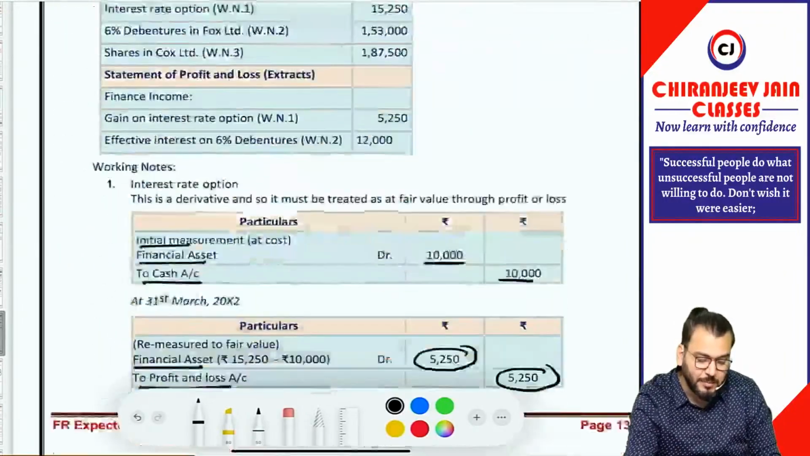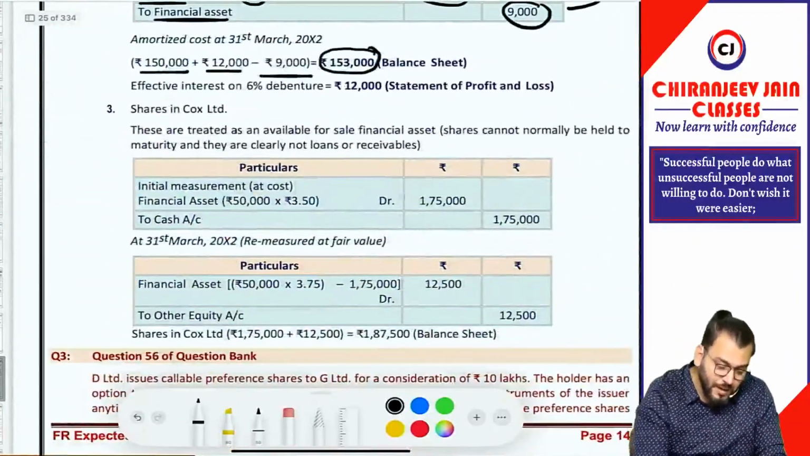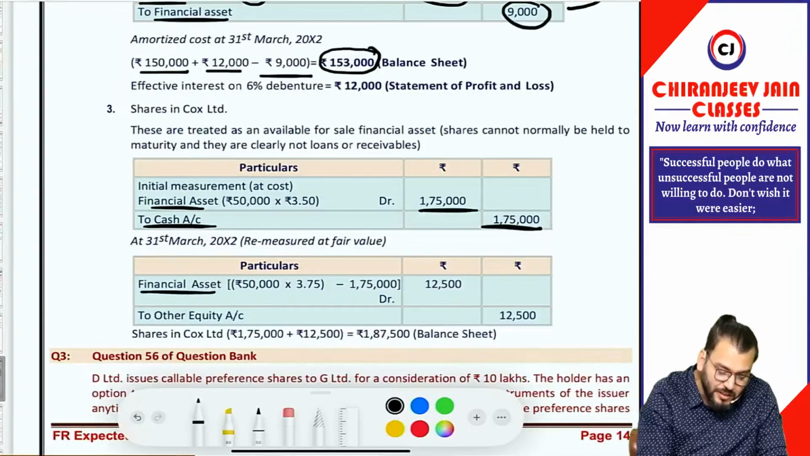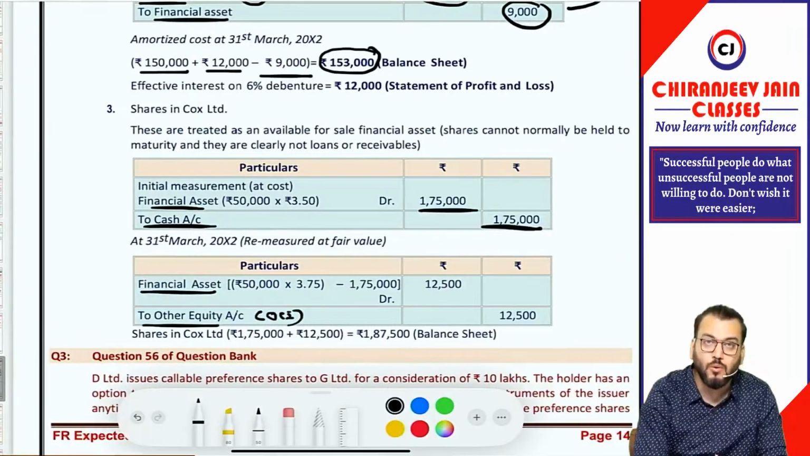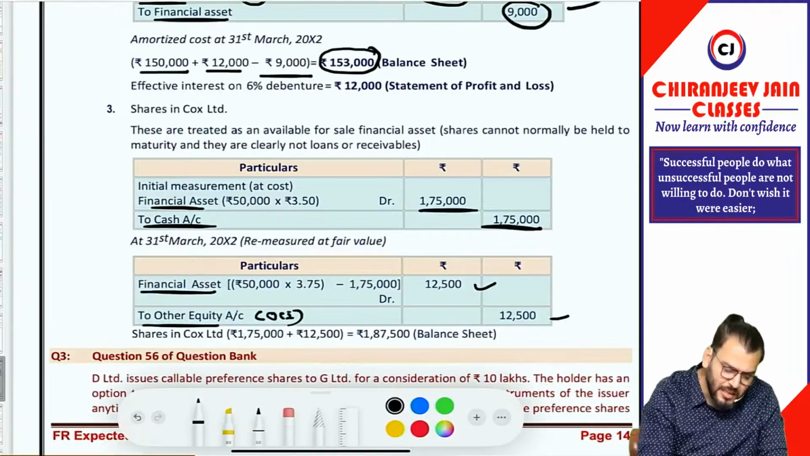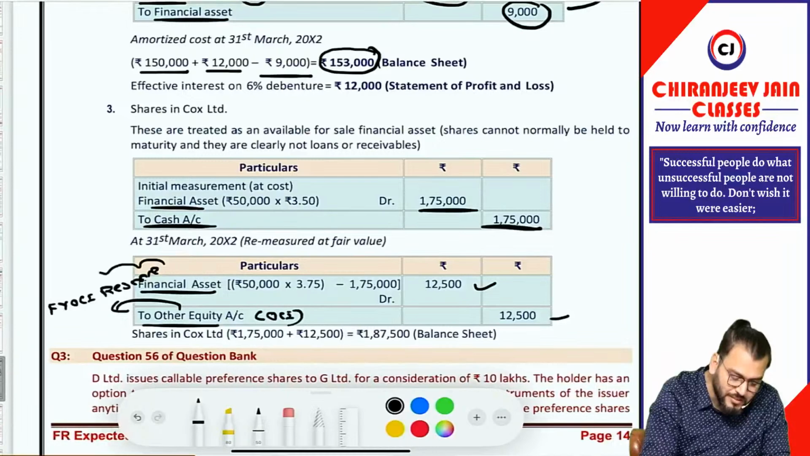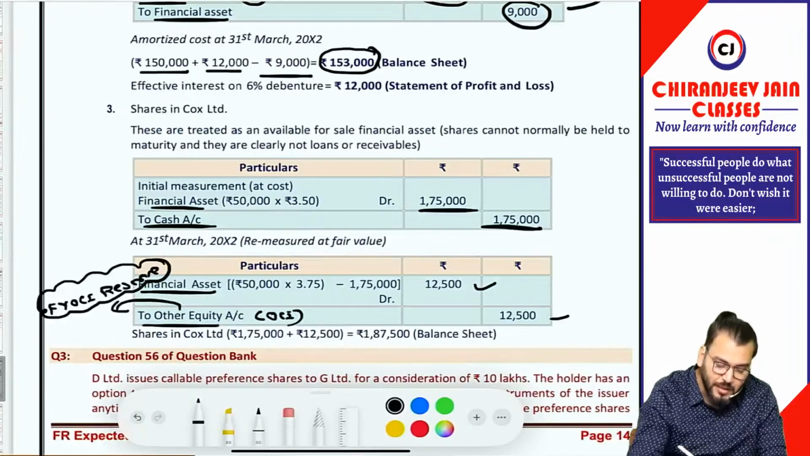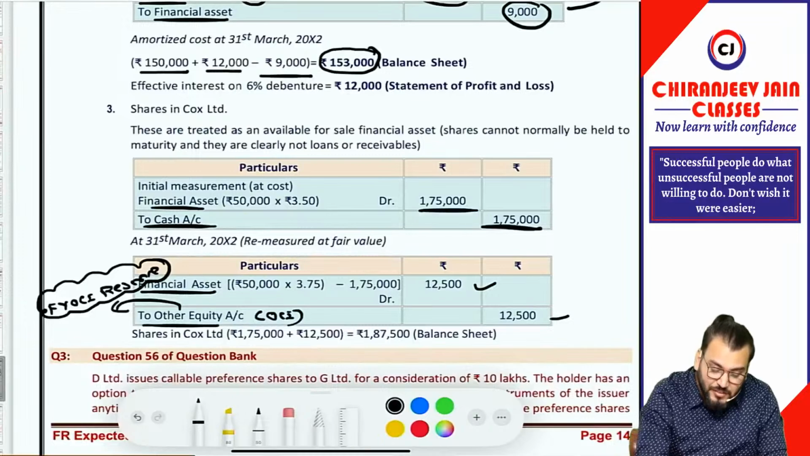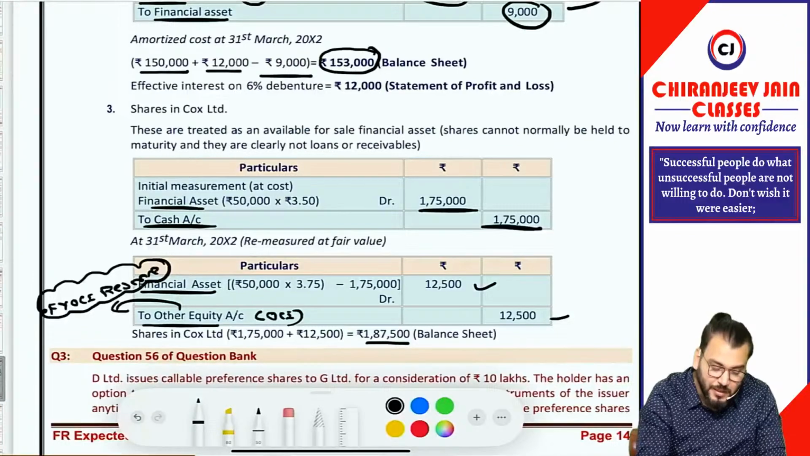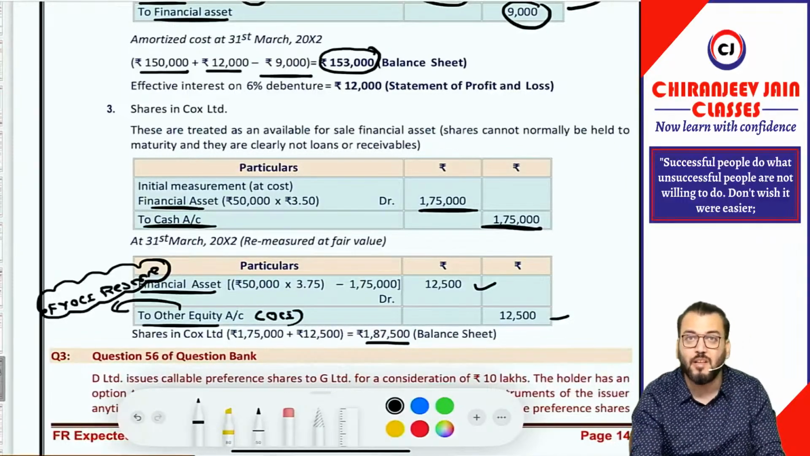Understood? Let's see what journal entry they have made. You can see financial asset account debit to cash or bank 1,75,000, and then the subsequent journal entry financial asset to other equity, and this will be through OCI. Correct? 12,500. For this other equity you can give the name FVOCI reserve. You can use this name for the reserve where it will be transferred. Got it? So can you see the balance sheet? In the balance sheet, the asset will now become 1,75,000 plus 12,500, that is 1,87,500.